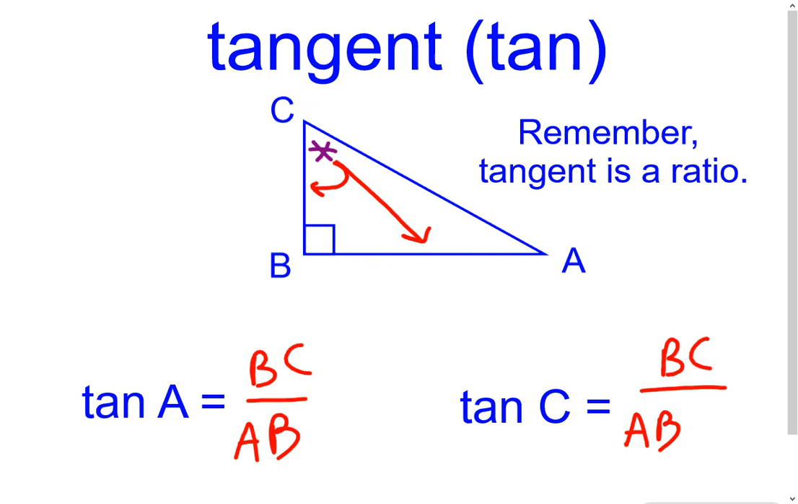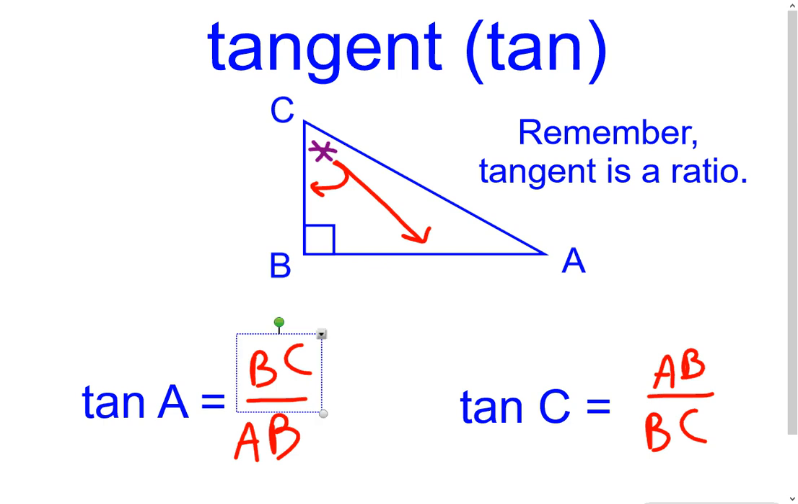Let's fix that before we have everybody confused. So my opposite side would be this one first, and that's side AB, over the adjacent side, which is side BC. There we go. That looks a lot better. Sorry about that. I hope I didn't confuse too many. Now, what you'll notice, when you take the tangent of one angle and the tangent of the other angle, they're reciprocals of each other. Okay? Just something to recognize and notice there.